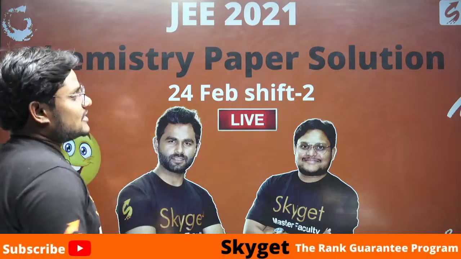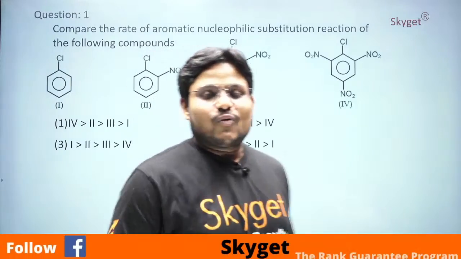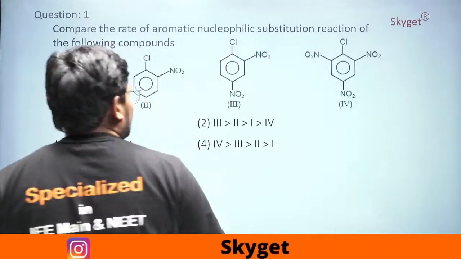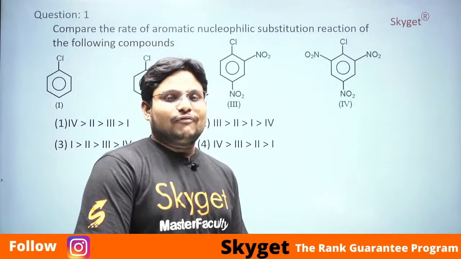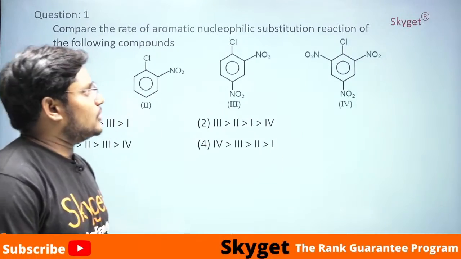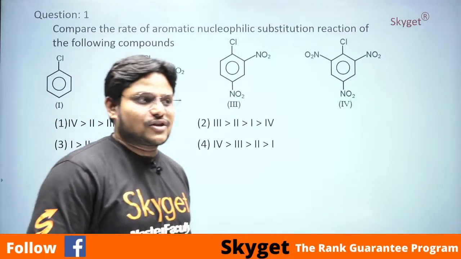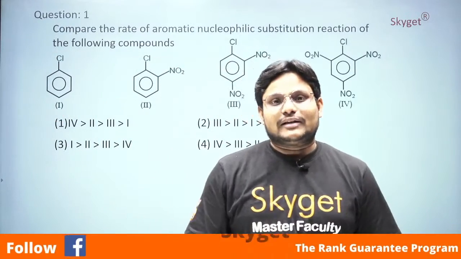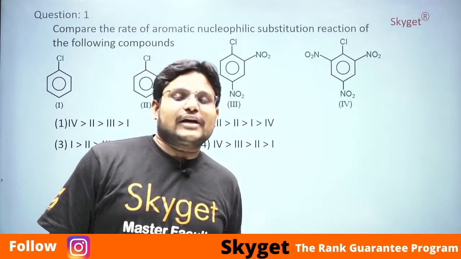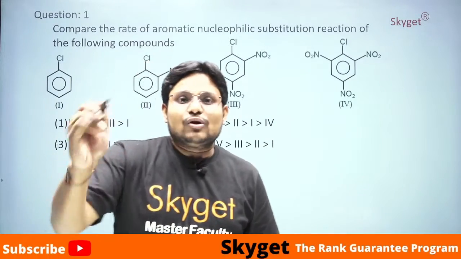Okay students, the first question in chemistry is itself an interesting question. They are asking us to compare the rate of aromatic nucleophilic substitution reaction of the following compounds. They have given 4 compounds, and we need the rate of aromatic nucleophilic substitution reaction. To know the rate, the first step, the nucleophilic addition itself, will decide the rate of the reaction. Yes, the nucleophile attack only.